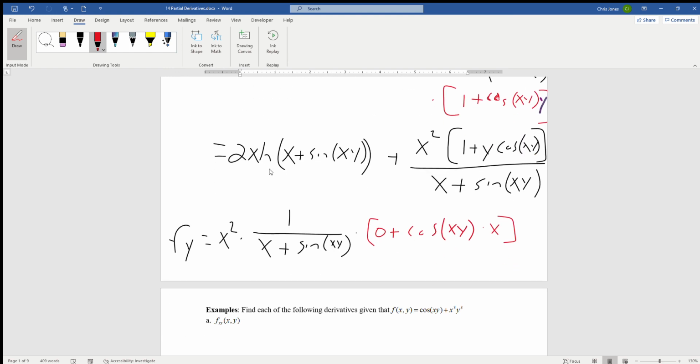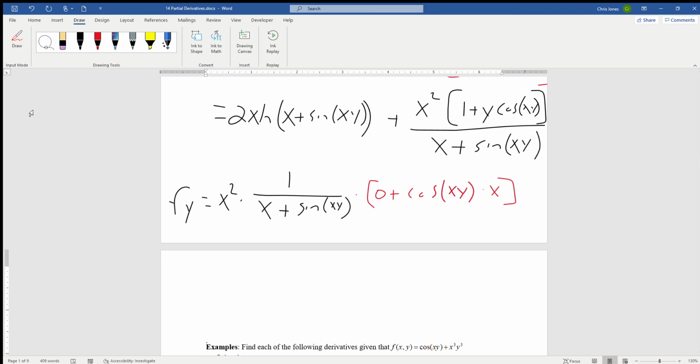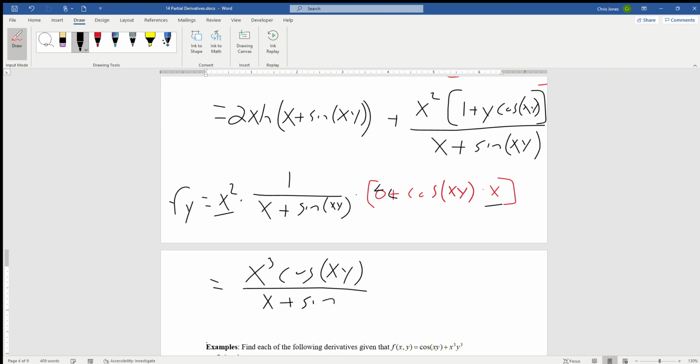Right. And so finally, if we wanted to put this into a really nice form, just to write it out, we'll say this is going to be equal to x squared, x cubed actually, because we have x squared and then x, and this 0 doesn't matter. So we end up with x cubed cos xy. And then we're going to divide that by x plus sine xy. So it actually doesn't look too bad after we're done. Just being able to get to f_y is pretty challenging.